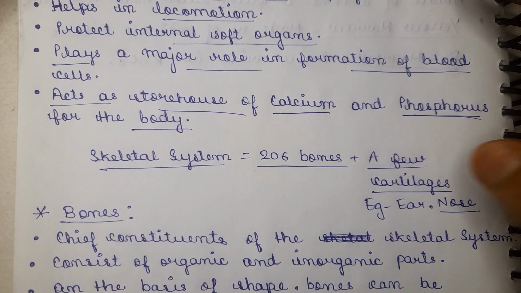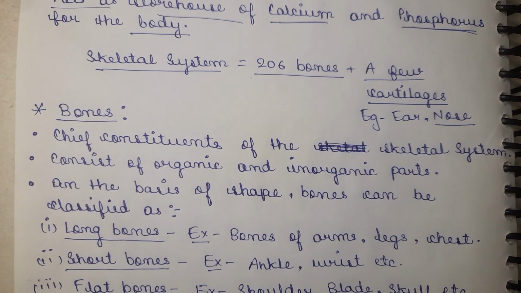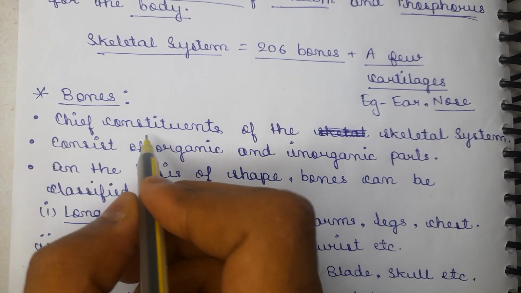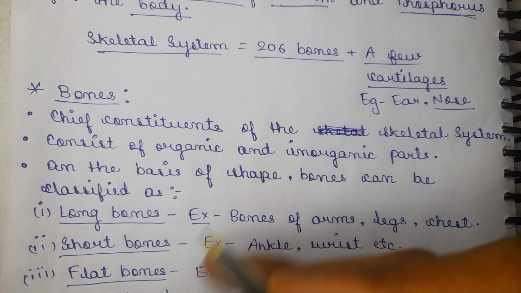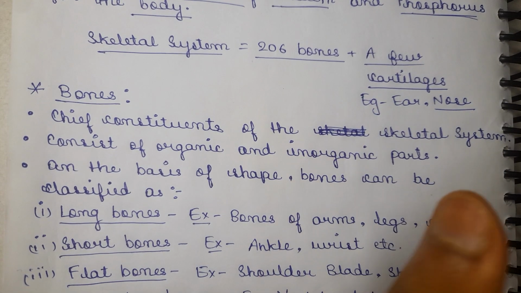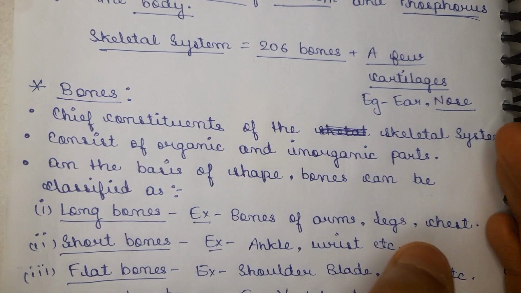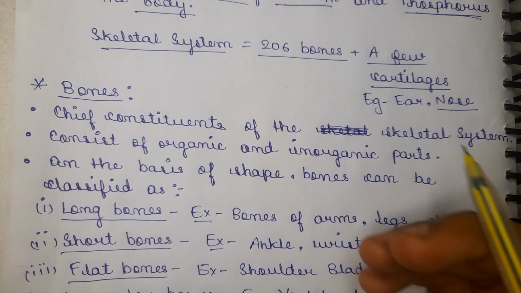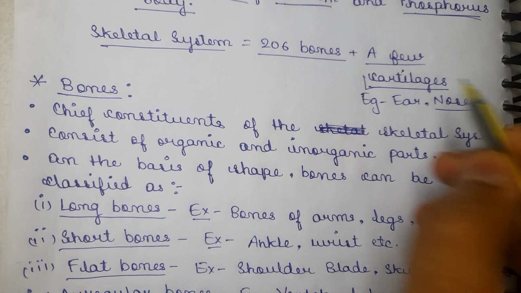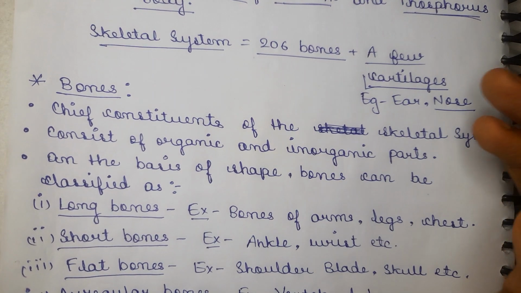From here we will start a new topic, that is about the bone. Some features of the bone are: we all know that bones are the chief constituent of the skeletal system. Bones are also connective tissues, and they are hard due to the presence of calcium salt. And the second one is about the cartilage. Cartilages are also connective tissues, and they have a pliable matrix.